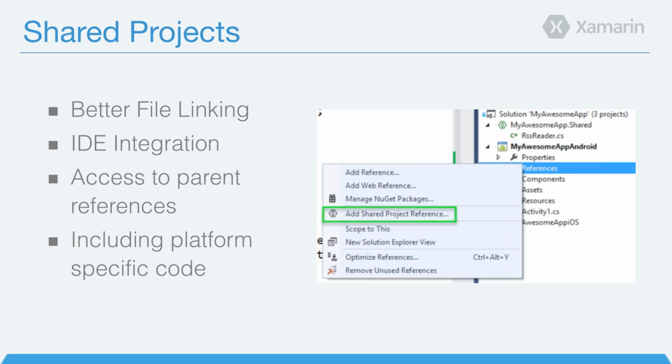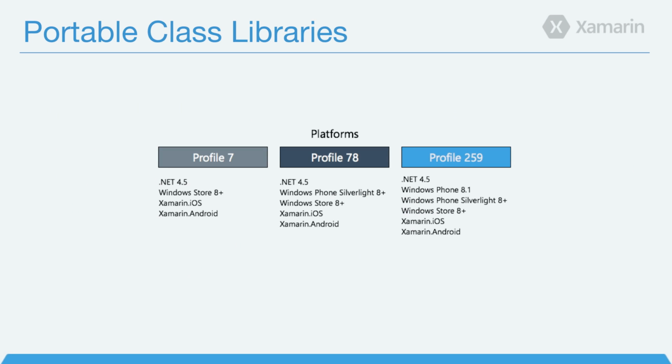So what Microsoft introduced recently at their conference Build this past spring is these things called shared projects, which are now integrated inside of Xamarin Studio. We also have them, of course, in Visual Studio, and it gives you better file linking. Great IDE integration. What a shared project will do is pick up the references from the parent project that references it, and have access to all of that. And that makes it really easy to use platform-specific code. Now, in addition to that, we have great PCL support, right?